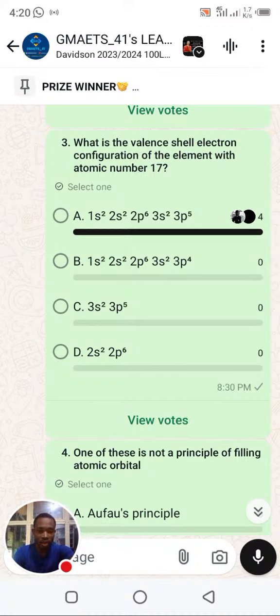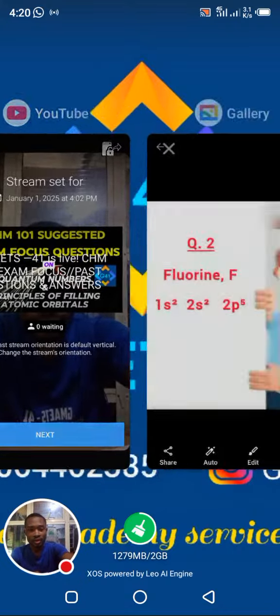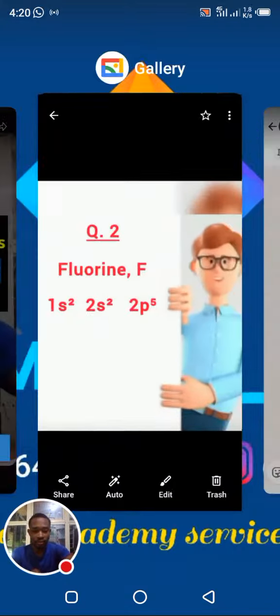So in answering this question, the valence shell electron configuration of an element with atomic number 17 is going to be 3s2 and 3p5. And so the correct option is option C, 3s2 and 3p5. So I'm going to click on that option C. That's the correct answer. You can see an analysis of it.